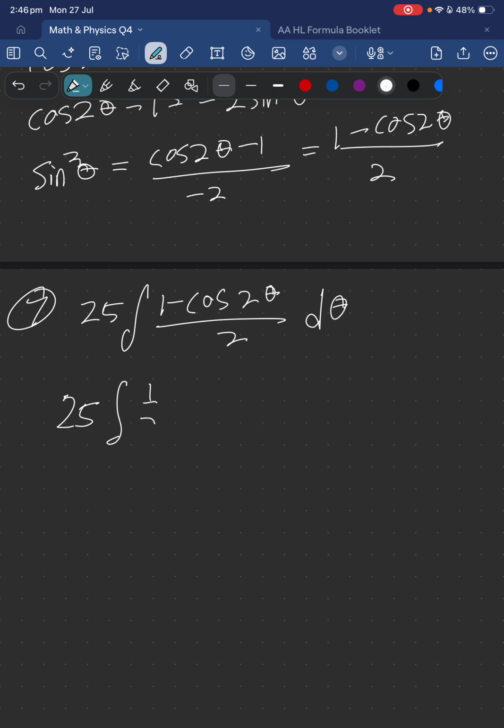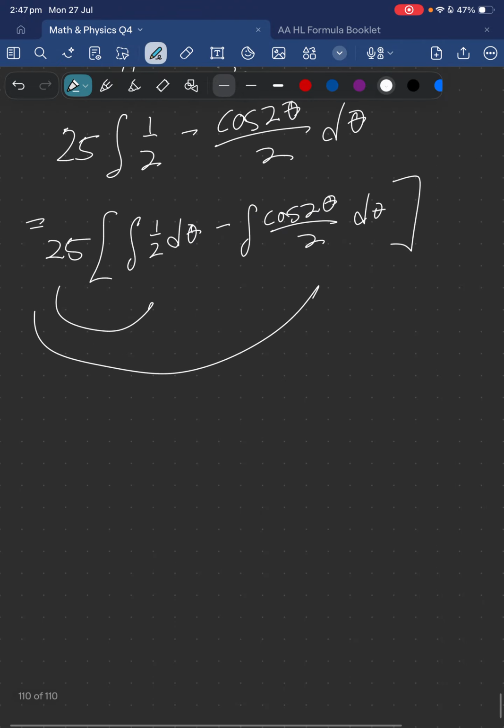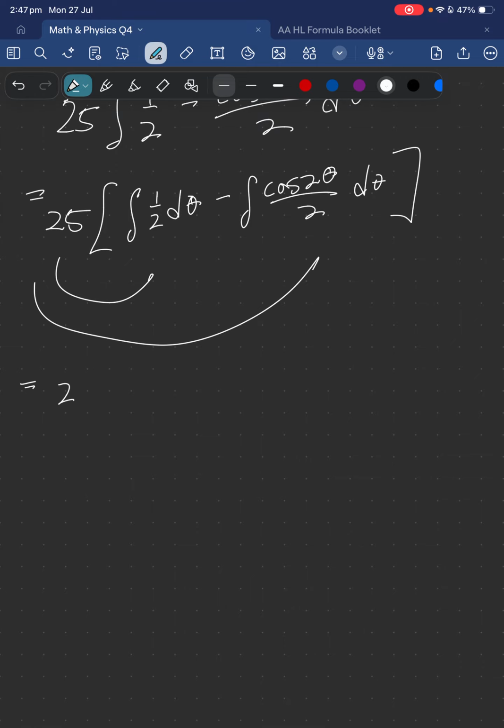We get 1/2 minus cosine 2 theta over 2 d theta. And you can just rewrite this as 25 multiplied by the integral of 1/2 d theta minus the integral of cosine of 2 theta over 2 d theta. We will multiply the 25 to everything once we've simplified it. So if we simplify it, we get theta over 2, minus, now cosine of 2 theta.